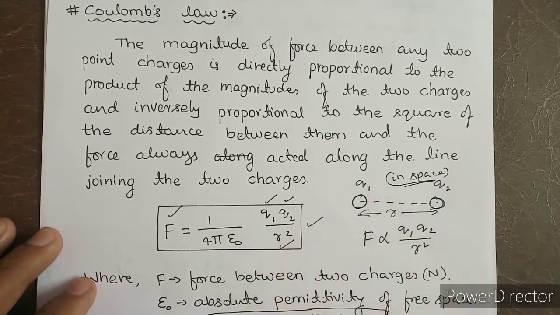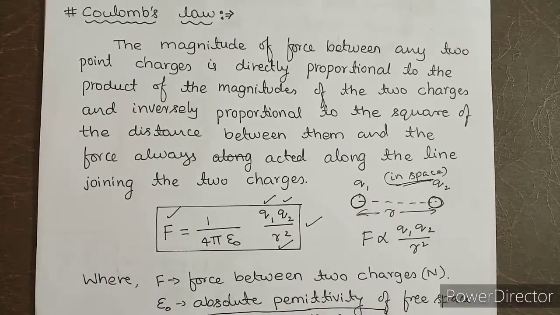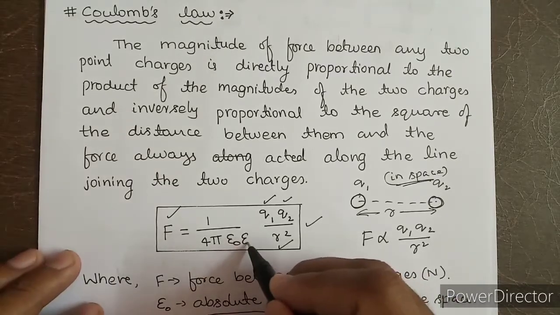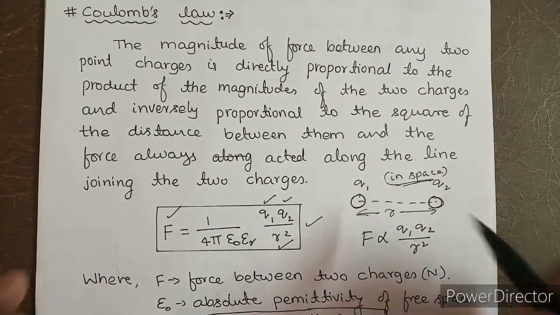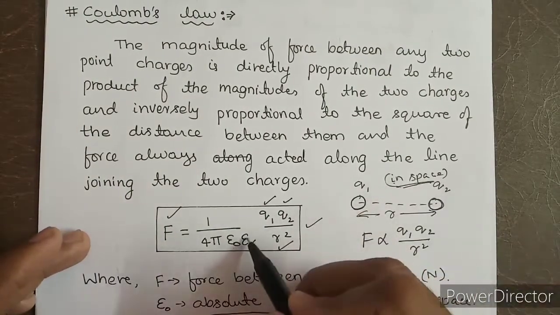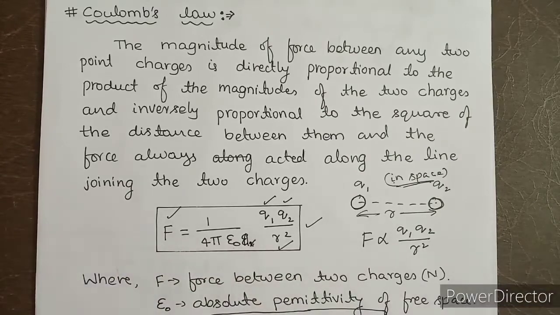If the two charges are present in any medium, we will get one more constant here, that is epsilon r. If we consider them in space, epsilon r will not be there. Do you remember this?